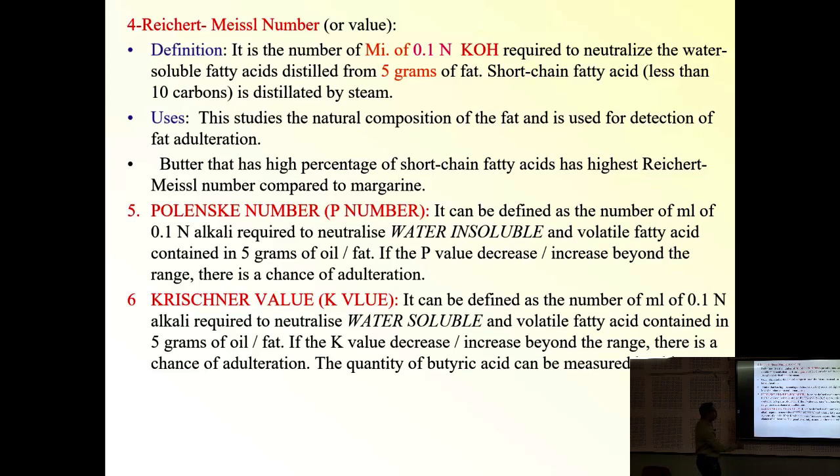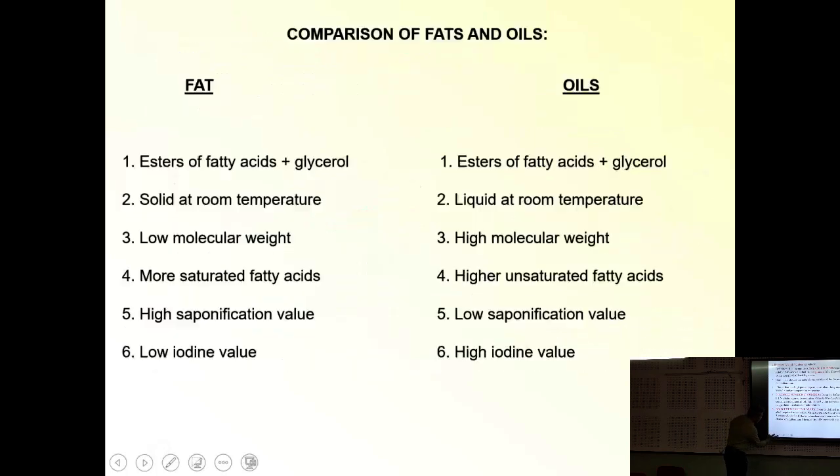0.1 normal KOH alkali required to neutralize the water soluble and volatile fatty acids contained in 5 grams of fat or oil. If the K value decreases or increases beyond the range, there is a chance of adulteration, or the quantity of butyric acid can also be measured through this.